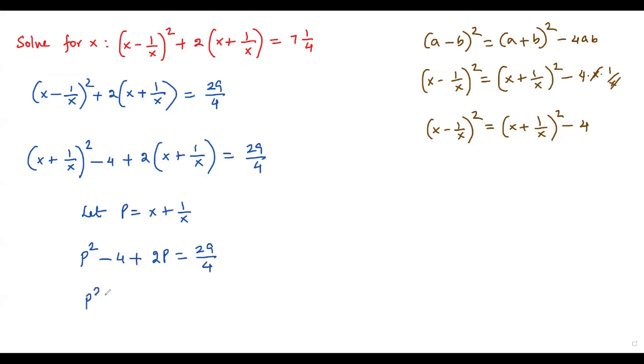Okay, now let me write p², then 2p. Let me write this constant of negative 4 at last. And when I move this 29/4 to the left side, it will become negative 29/4 equals 0. Okay, now we have a quadratic equation in terms of p.